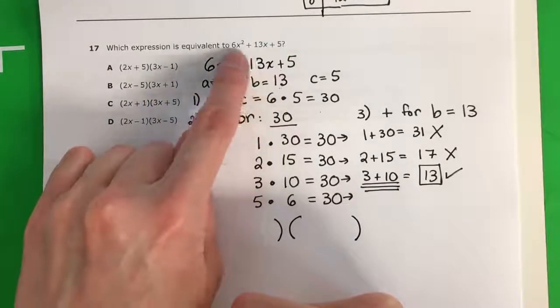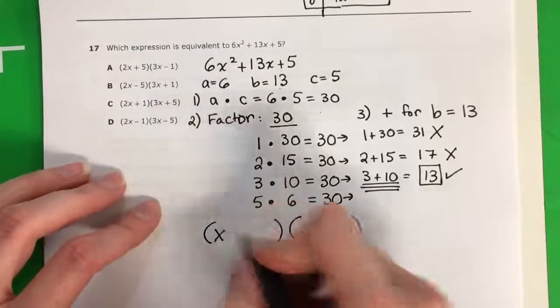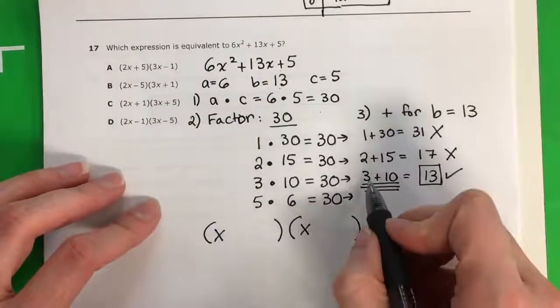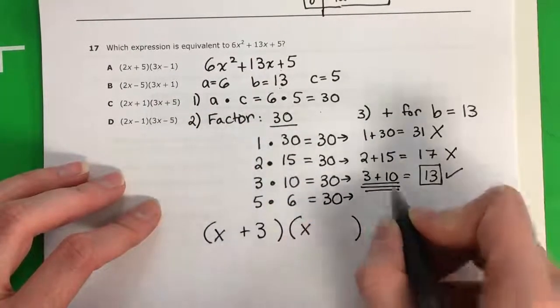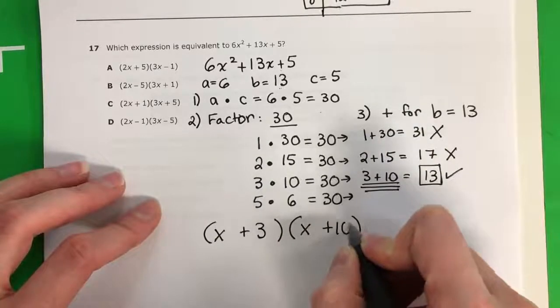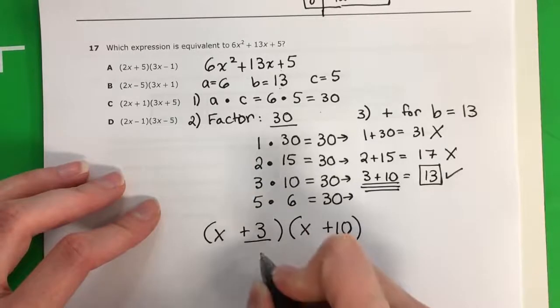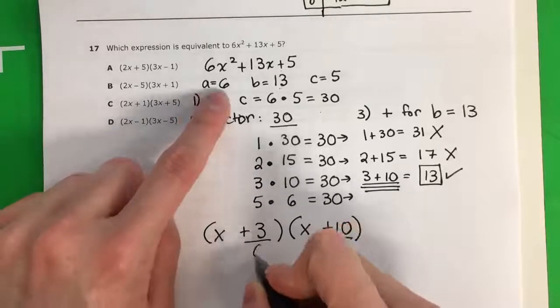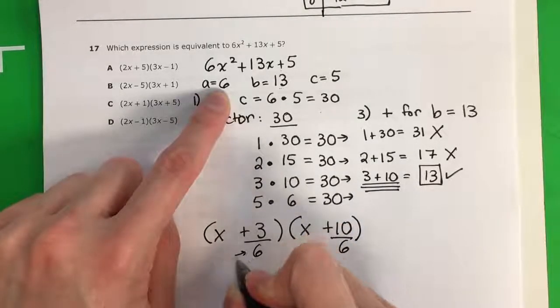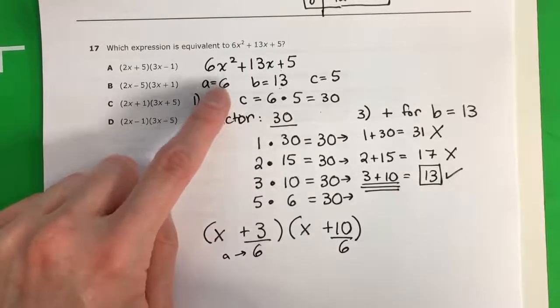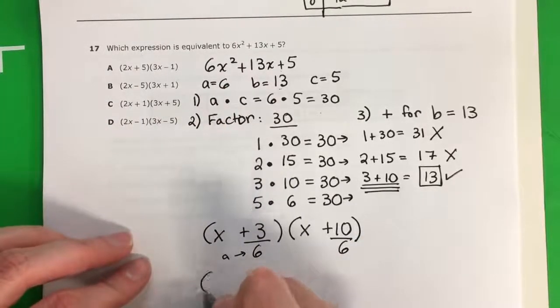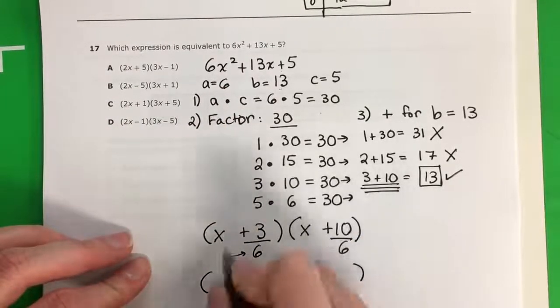Here I have the letter X, so I'm going to put X here and X here. This is a positive 3. This is a positive 10. The next step is you need to divide by A. A is 6. You can divide both by A, just so we remember. Then you put parentheses, put the X.